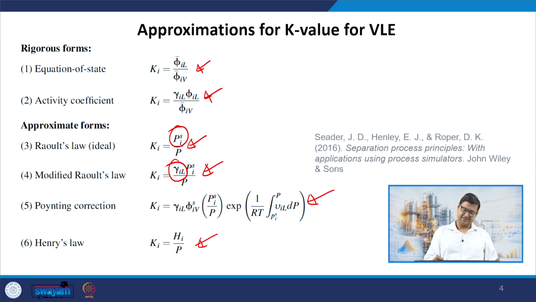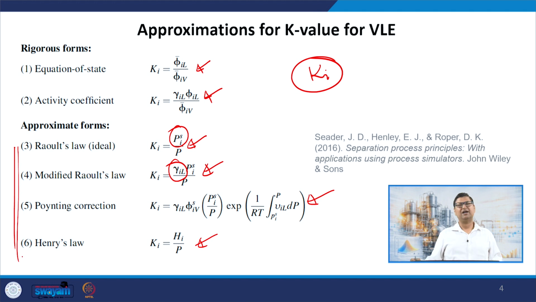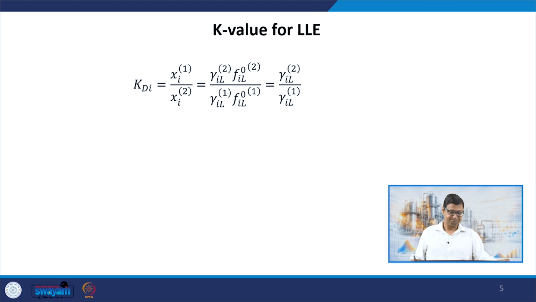So the key idea is that we are going to basically get this Ki from thermodynamics, right? If any of the approximations given here are valid or are appropriate, we can use one of these. If not, then we will try to get the detailed correlations for the partial fugacity coefficient or the activity coefficient, as the case may be, and tend to use the rigorous forms if approximate forms are not sufficient for the particular case that we are looking at.